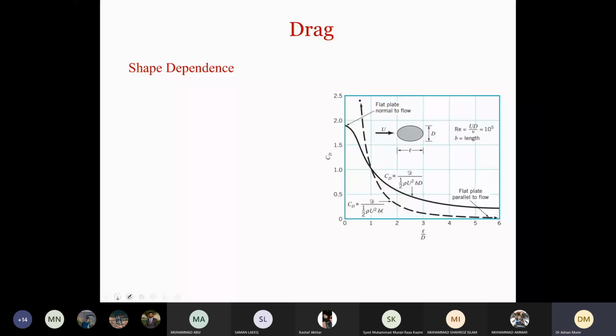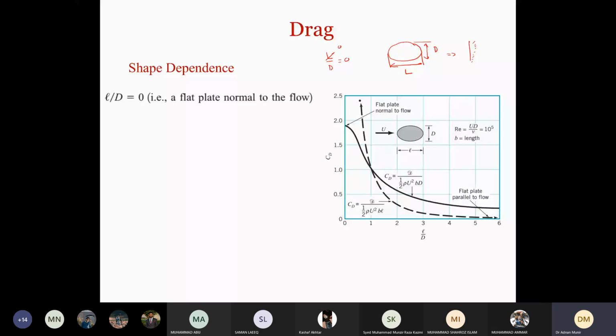L by D. So if we have this figure whose diameter is given by this length, this is an elliptical figure, and its length is given by L. So for an elliptical figure, the diameter is given by this vertical line and length is given by this horizontal line, right? Now when L by D equals 0, what is going to happen in this case? L is almost 0, so we will have a figure like this. We have a flat plate normal to the flow like this, right?